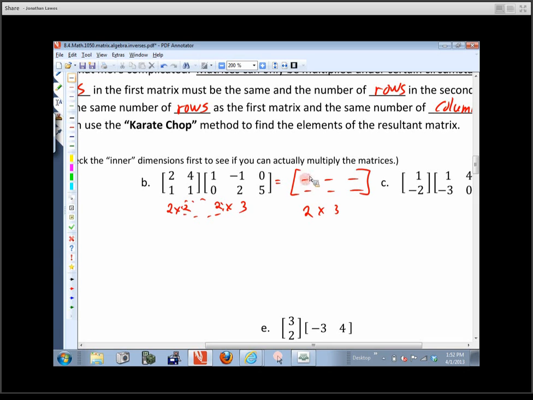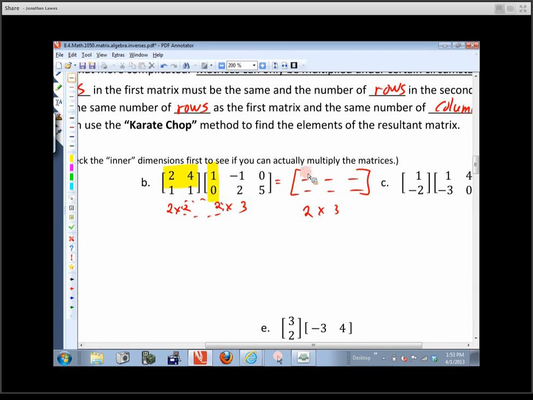Okay. Where is this entry? Where is this element? 1, 1. In other words, it's in the first row, first column. So I take the first row here and I multiply it by the first column there. And notice what corresponds. The 2 and the 1 correspond, the 4 and the 0 correspond. So I've got a 2 and a 0. So what entry do I have here?